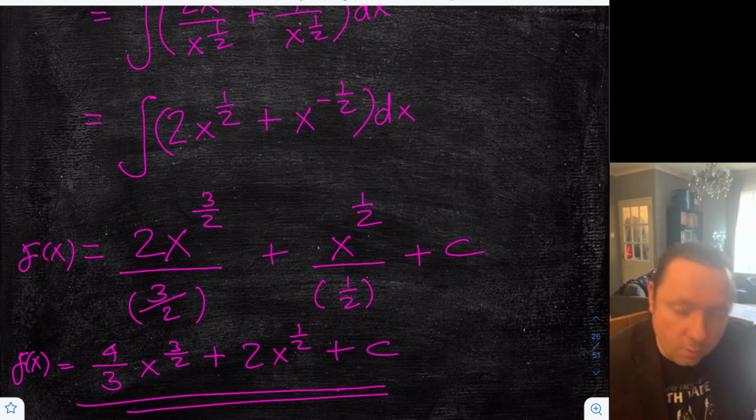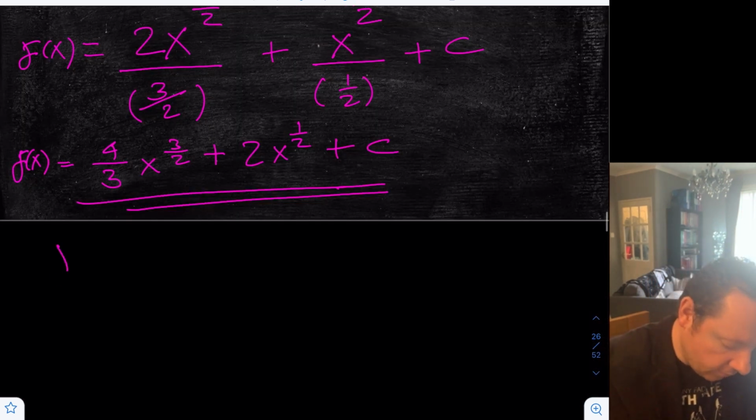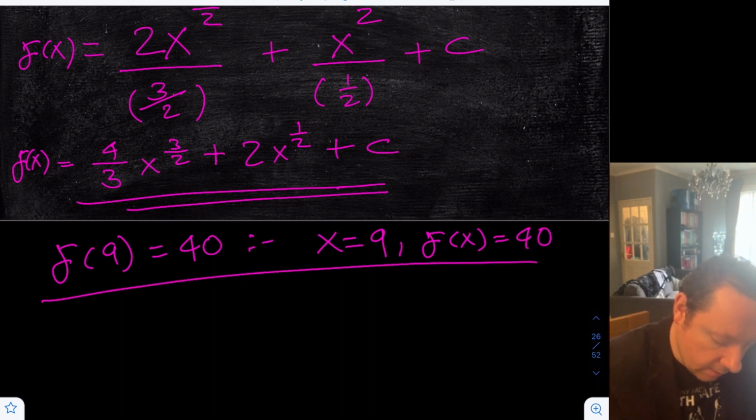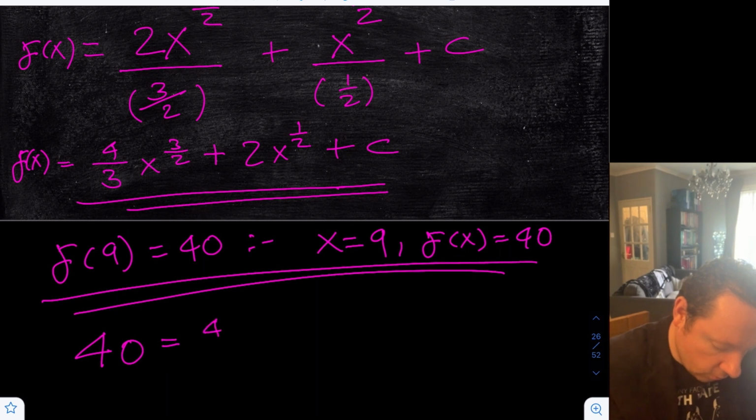So there's our initial point, but then we need to find c because we're given some information. So we know that f of 9 equals 40. So in other words, that tells us that when x equals 9, f of x or y equals 40. We can just sub that in. So we get 40 for f of x equals 4 over 3.